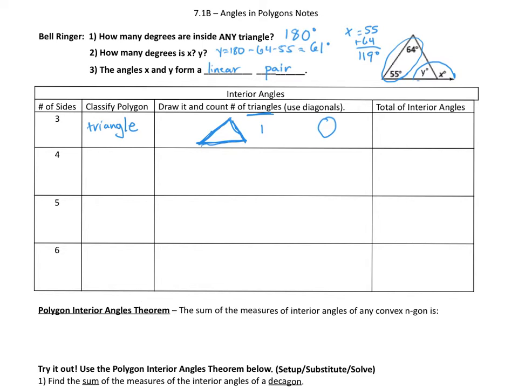And the total number of interior angles. The total number of interior angles would be what? There's only one triangle. The total number is 180. So there's only 180 degrees in a triangle. Let's look at the next one. Number of sides. Well, 4, that gives us a quadrilateral. And a quadrilateral, let's draw that. That is 4 sides.